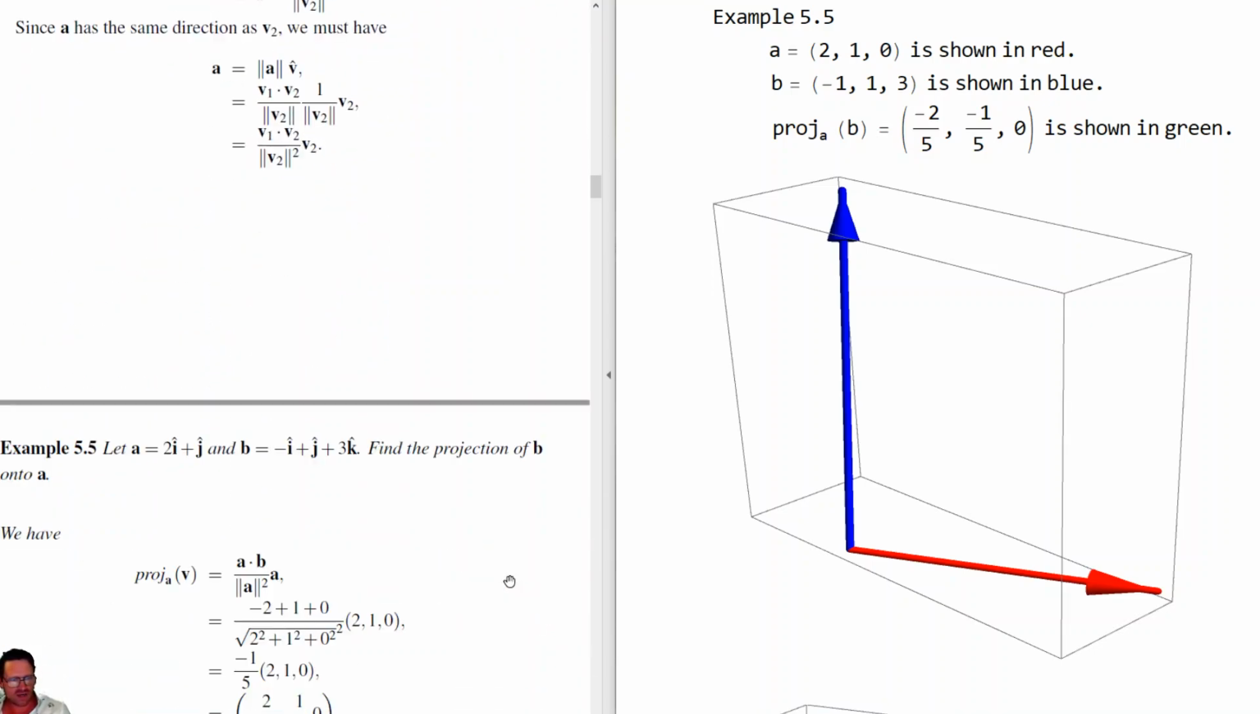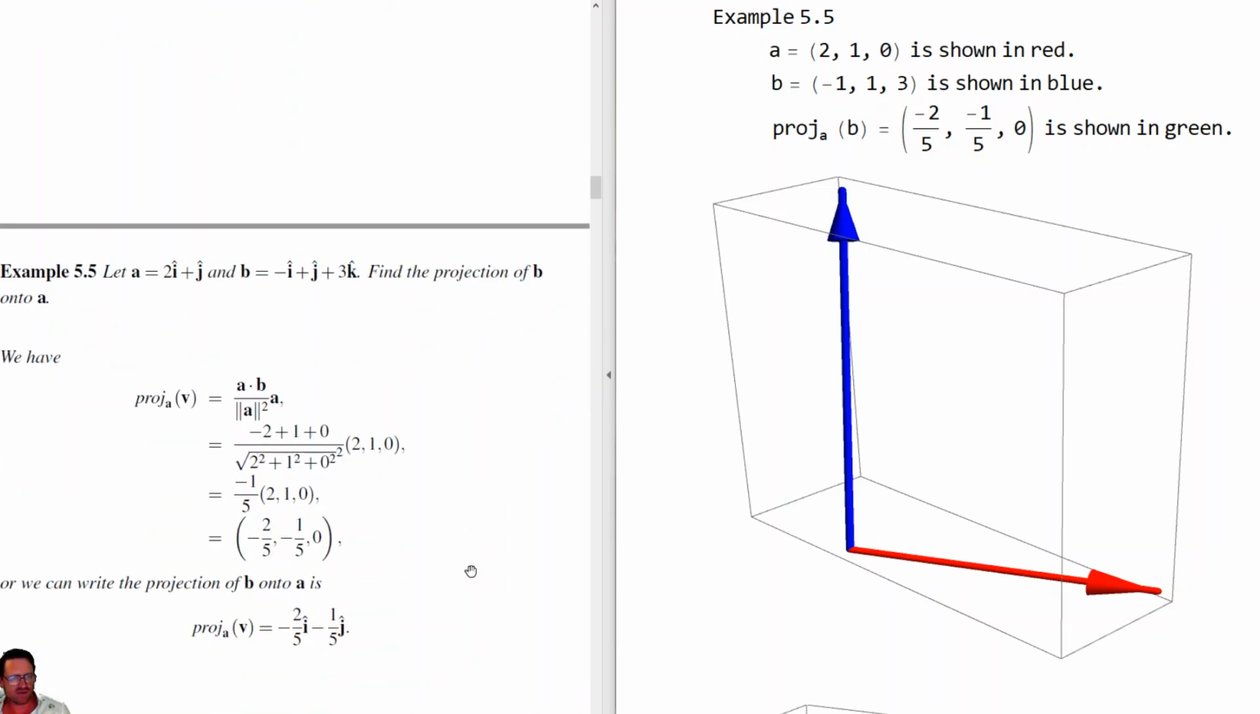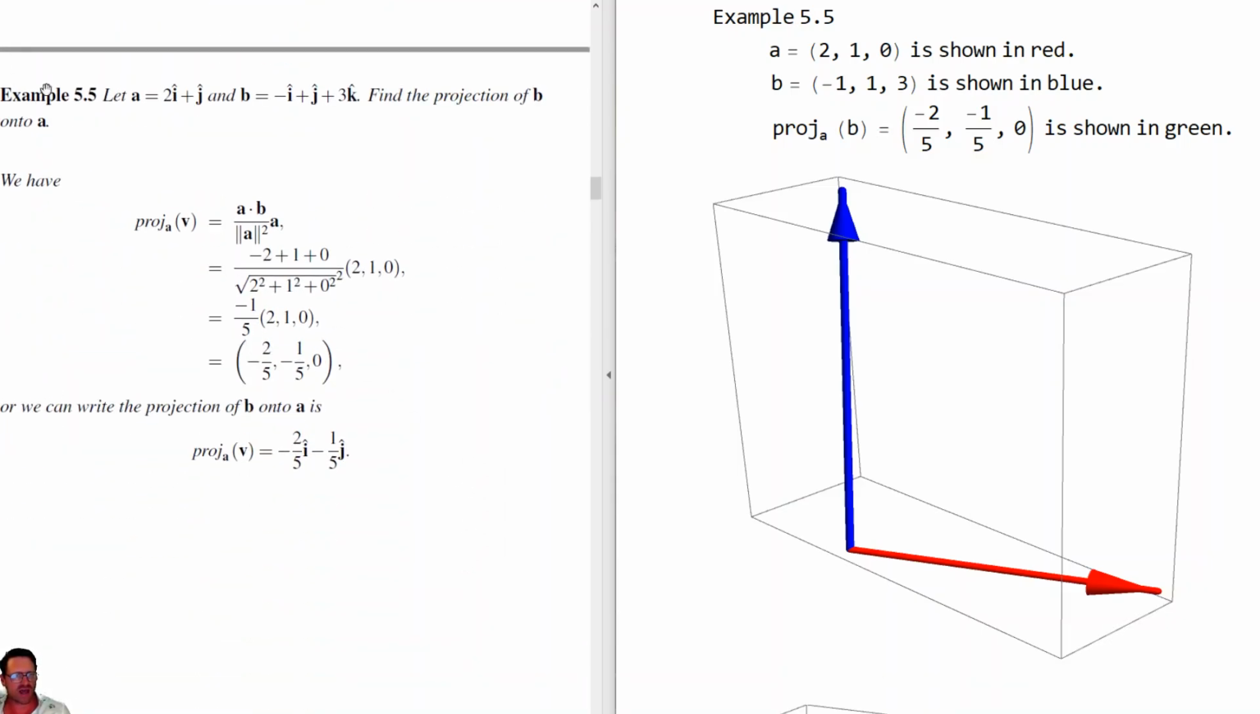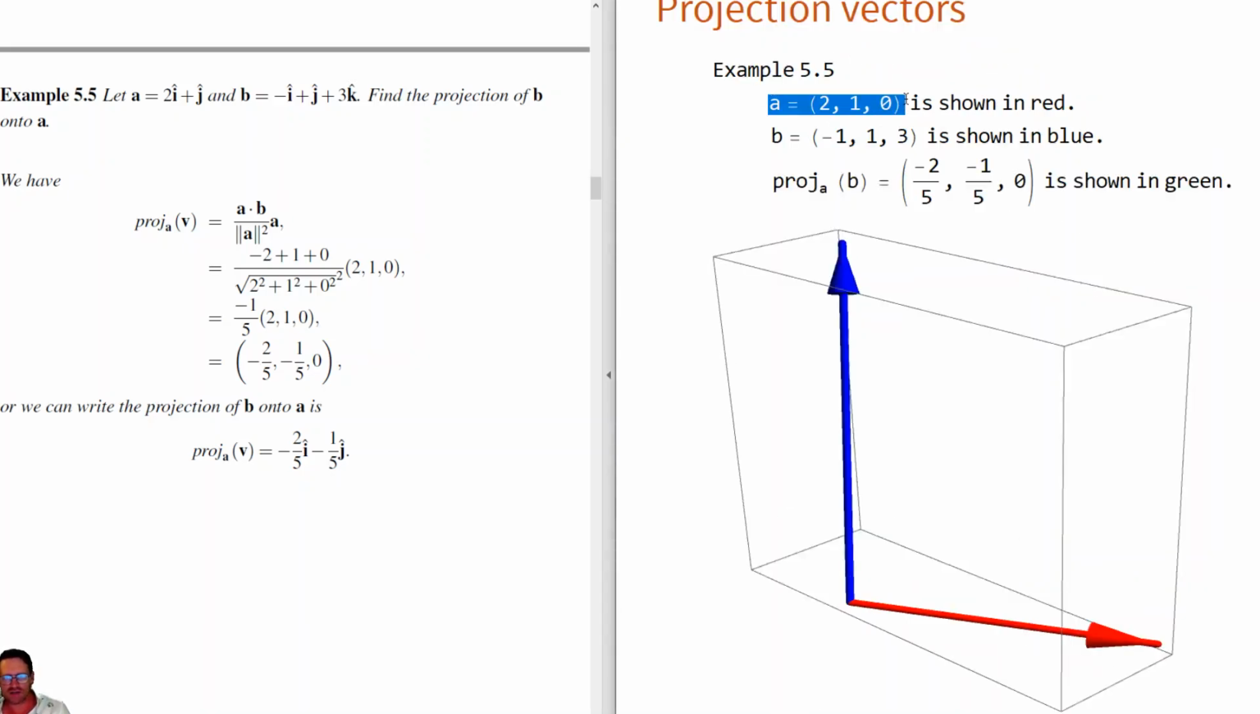Now, I think up next we have example 5.5. Okay, so we have two vectors. A is 2, 1, 0. B is -1, 1, 3. All right? So I've got these also on the right-hand side. A is 2, 1, 0, and I'm displaying that in red. B is -1, 1, 3. I'm displaying that in blue. And I want to calculate the projection of B, the blue one, onto A.